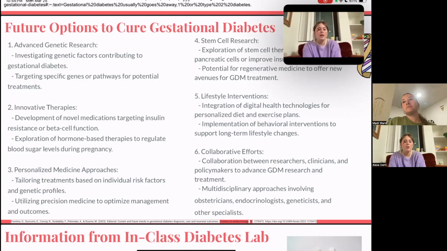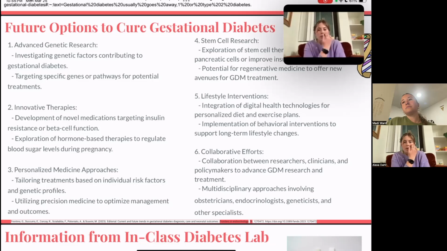Personalized medicine approaches, tailoring treatments based on the individual's risk factors and genetic profiles kind of goes along with the genetic research. Researchers have studied genetic profiles and then they're able to make treatments based on that specific genetic profile. And so for women who have gestational diabetes in their first pregnancies, they are at a lesser risk of developing it in their second or third pregnancies with the tailoring of treatments.